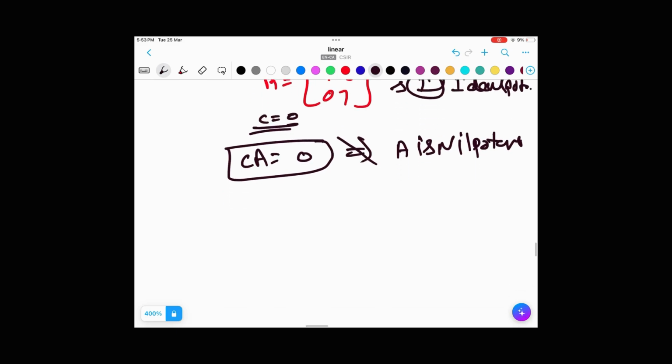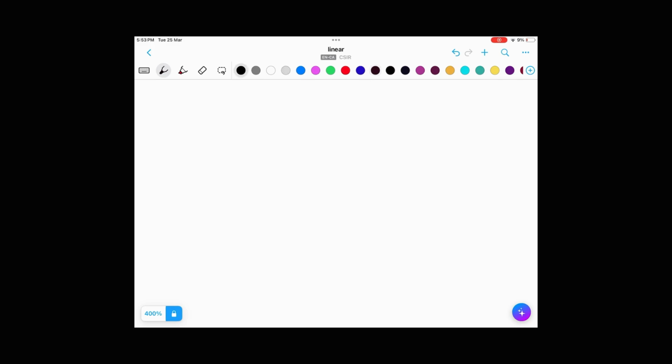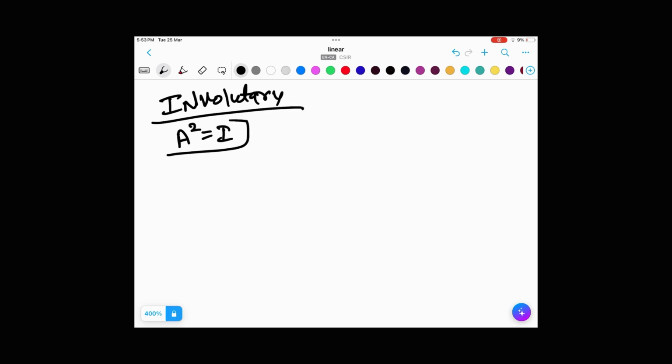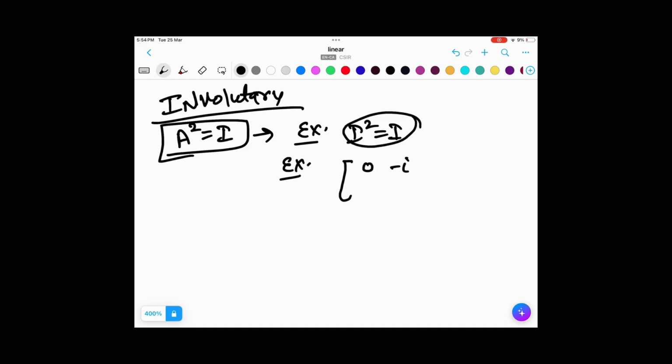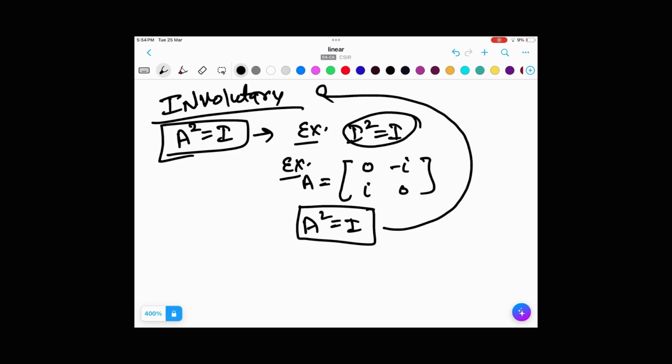Okay, now we come to our next topic, involutory matrices. A matrix is said to be an involutory matrix if it satisfies the property A square equals I. The simplest example is the identity matrix; its square is equal to I. The second example is a matrix with iota and minus iota entries; when we do A square we get the identity. So we can see that it's an involutory matrix.